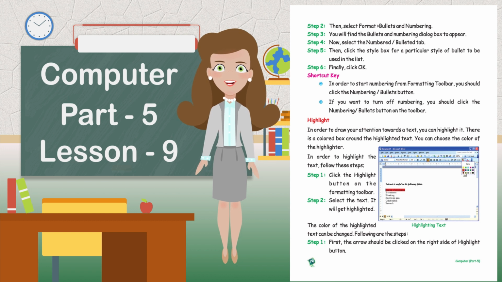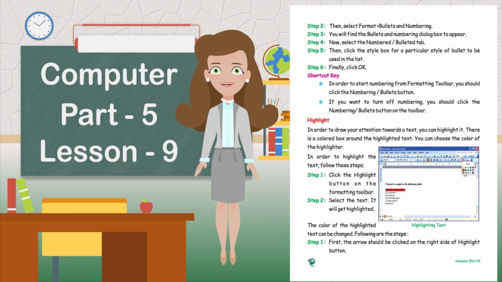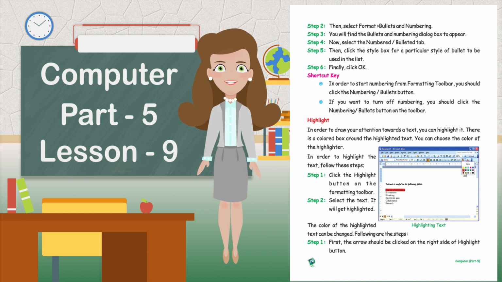Highlight. In order to draw your attention towards a text, you can highlight it. There is a colored box around the highlighted text. You can choose the color of the highlighter. In order to highlight the text, follow these steps. Step 1. Click the highlight button on the formatting toolbar. Step 2. Select the text, it will get highlighted.